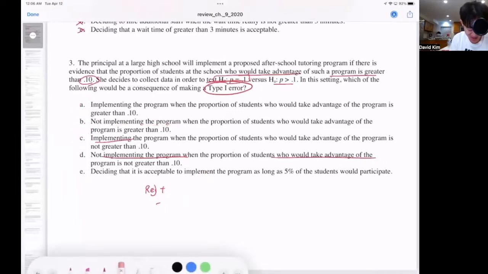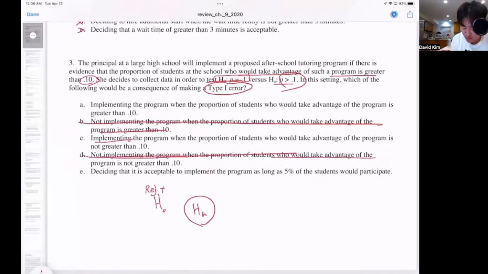Sorry about this. All right. So when we reject the null, that means that we actually believe that the alternative hypothesis is true. So you actually do implement this program. My apologies there. So it's between A and C. You implement this program, but there isn't enough proportion of students who are interested. So that should be C for number three. Implementing the program, and the proportion of students who would take advantage of the program is not greater than 0.1.